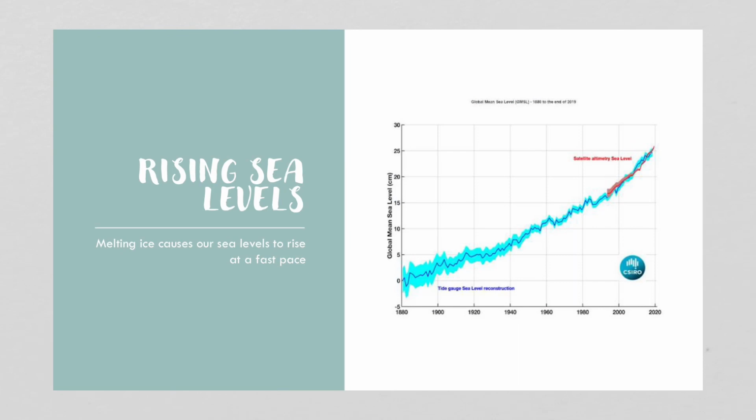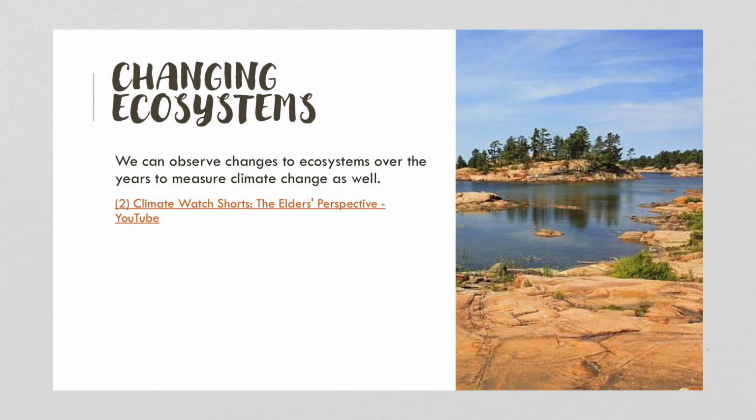We can also look at rising sea levels. We can see here that over the years, the sea levels have been rising dramatically, and melting ice causes the sea levels to rise at a much faster rate. And we can also look at changing ecosystems. We can observe changes to ecosystems over the years to measure climate change as well.